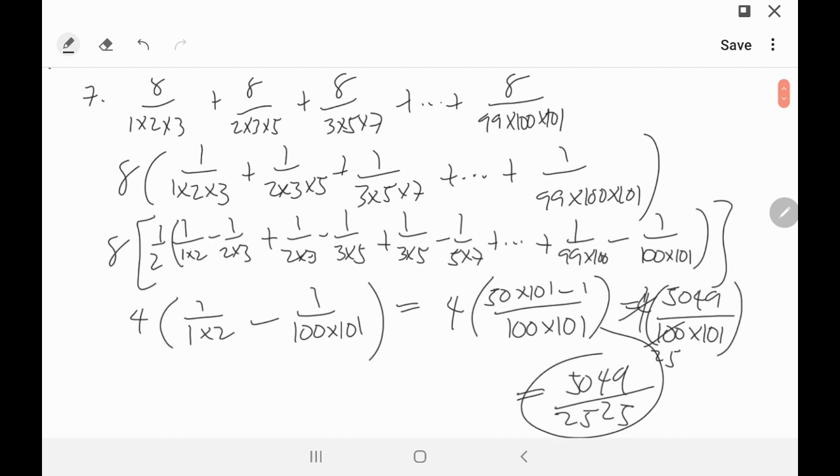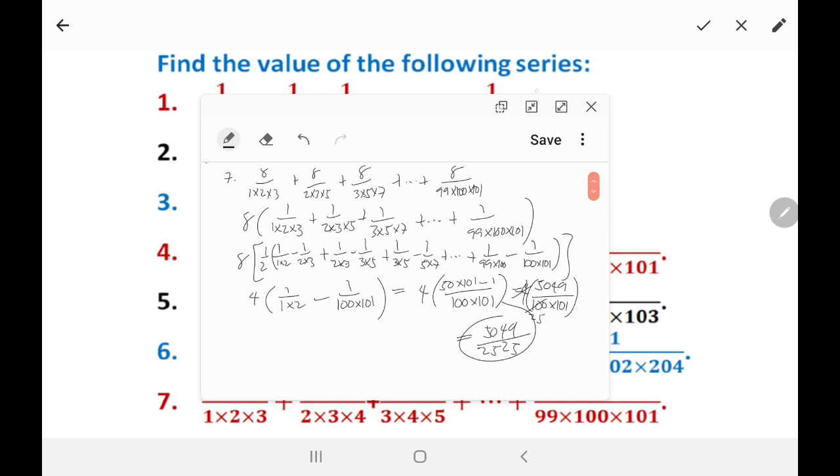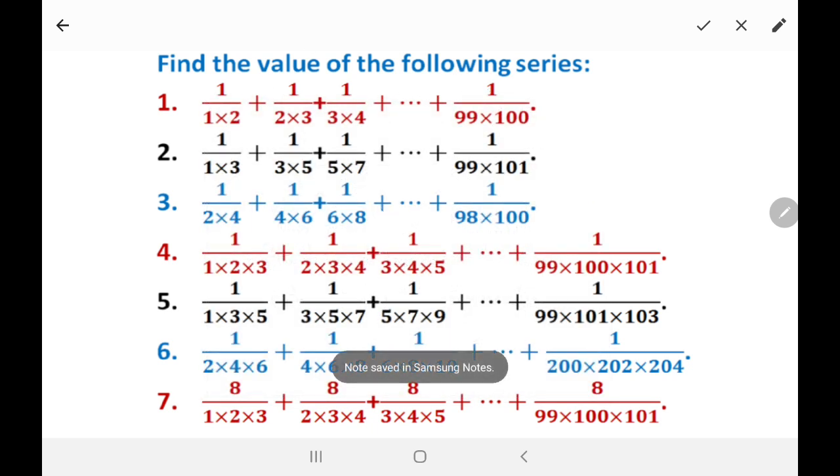Okay, so this sums up our studies on how to solve problems that involve series that look like this.